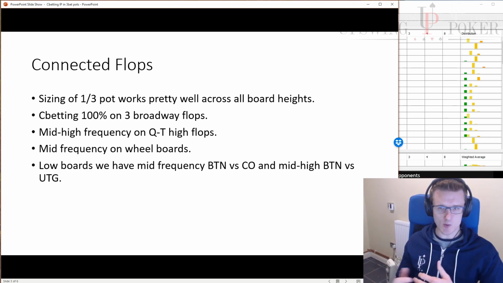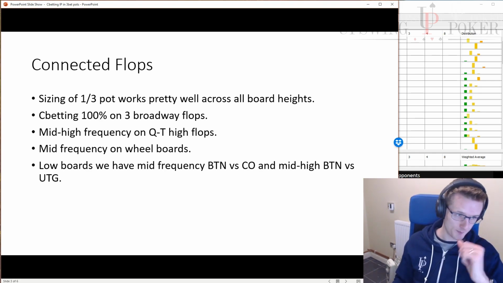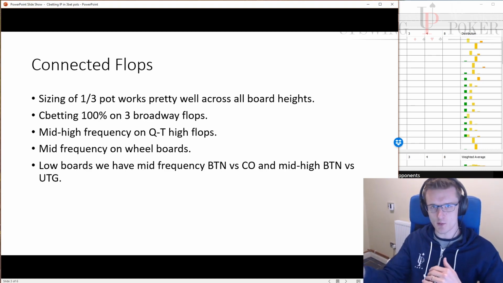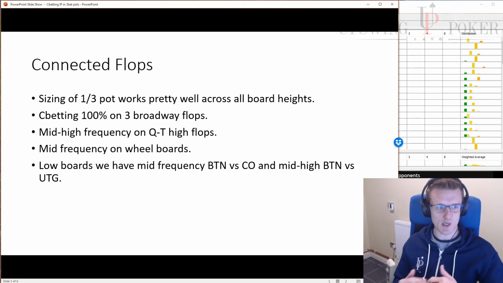And again, mid-frequency on wheel boards, but again, we're doing better on low cards versus under the gun than versus cutoff. So we're betting more than mid on wheel boards versus under the gun and less versus cutoff. So some small deviations there based on position, but again, it's not really going up to a point where you'd actually change the category to mid-high or to mid-low or something.